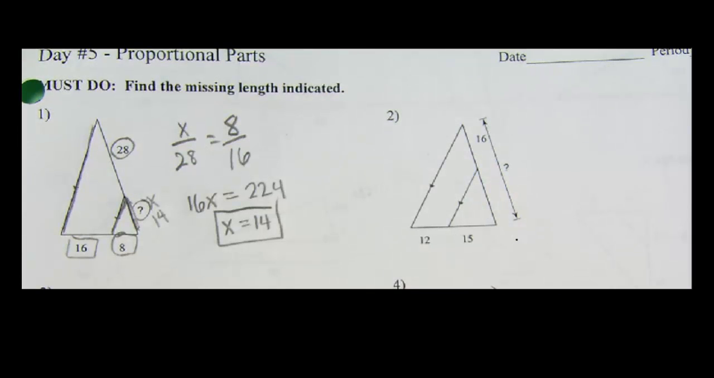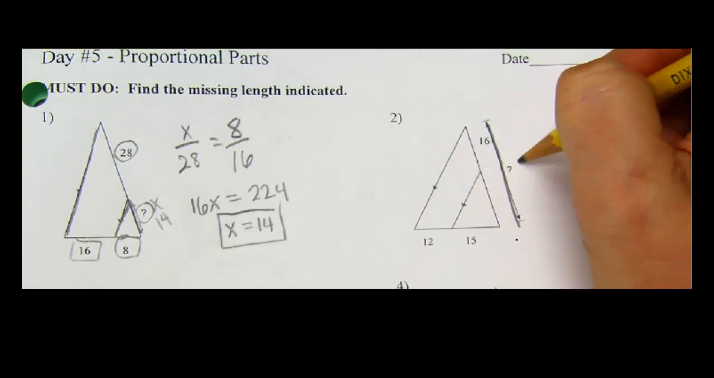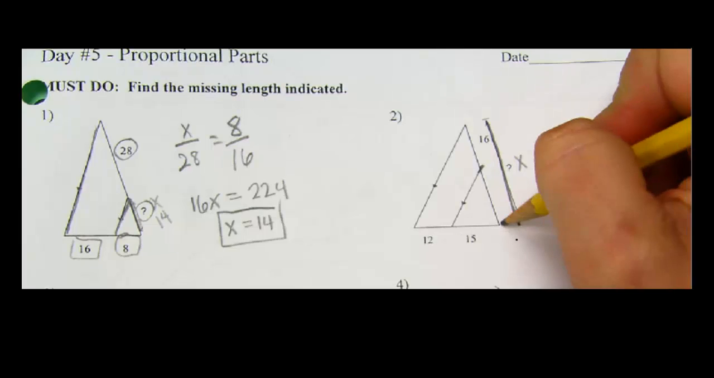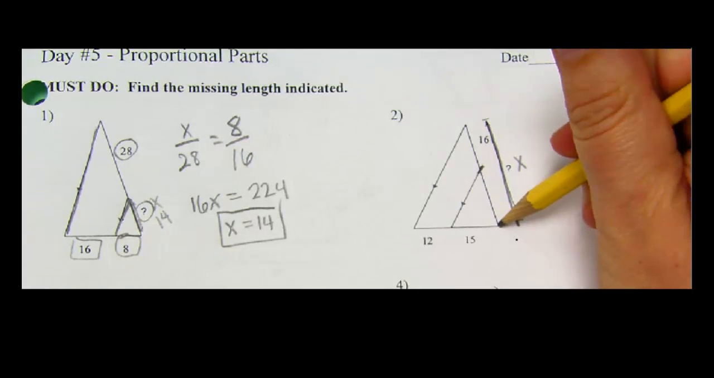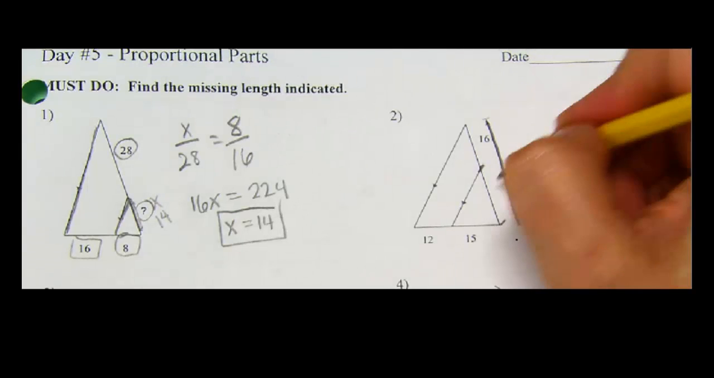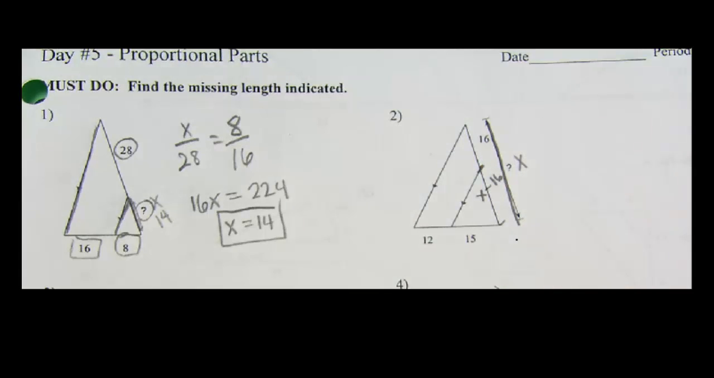All right, the second one is a little bit harder. Again, we have two parallel lines, and again, what that does is breaks the sides up into proportional parts. But this time the thing that we're looking for is this whole side right here. So if that's x, then the part of the triangle that goes from this vertex to this point right here is actually going to be x minus 16.